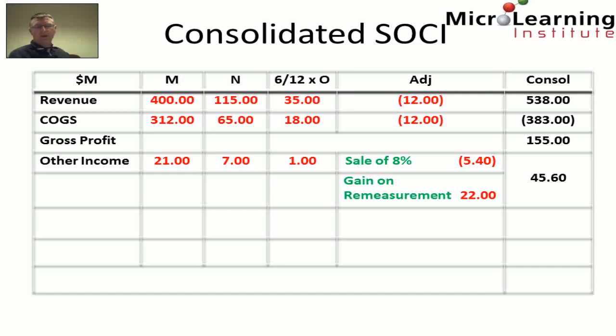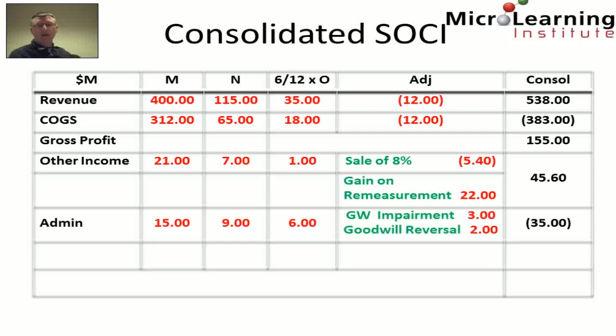Next up, we have admin expenses, and again the adjustments to the admin expenses are the goodwill impairment that we recognized in relation to the goodwill in Nathan. And also we're told about goodwill reversal. We're told about this in note 1. At the end of note 1, we're told that the goodwill has been reversed to $2 million above its original value. And of course we cannot recognize internally generated goodwill, so we must remove that and recognize it as an expense, giving us a consolidated admin expense of $35 million.